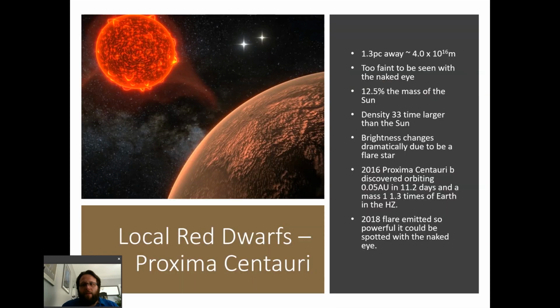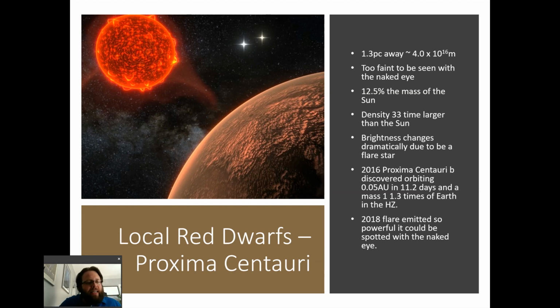And what does that mean for potential life? Well, it wasn't that long ago, in 2016, that we discovered Proxima Centauri b, a planet going round Proxima Centauri, our closest star, so potentially our closest exoplanet. Only 1.3 parsecs away, far too faint to be seen with the naked eye, and about an eighth the size of the Sun. Now, that discovery was quite exciting because it actually put within grasp the potential ability to visit an alien planet outside of our solar system. And this planet looked to be in the habitable zone as well.